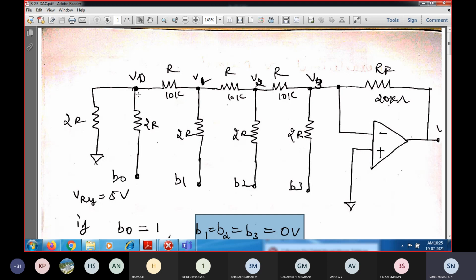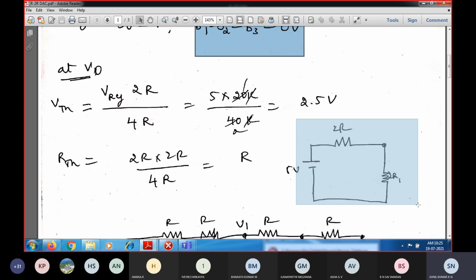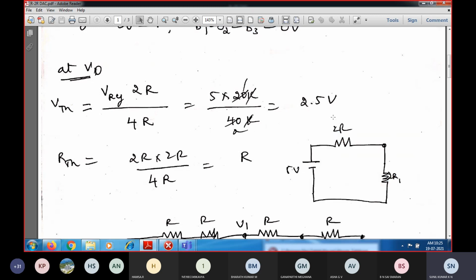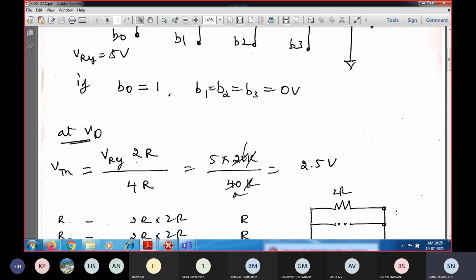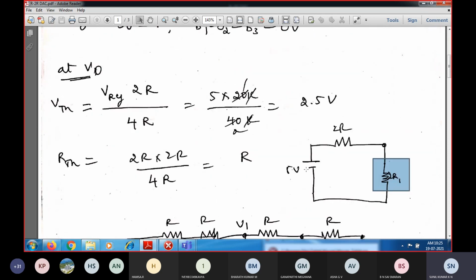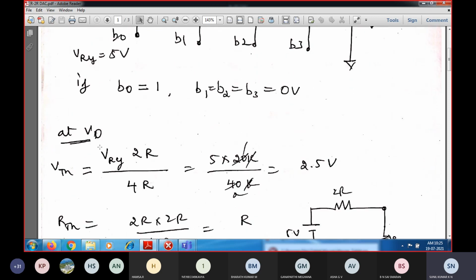So 5 volts is given, so 5 into the corresponding equivalent. We need to find out what the equivalent voltage is across here. I'm going to redraw the same circuit. 5 volts will be taken as a reference, and this 2R is the resistance which has been connected directly, and this 2R is the parallel combination. So 5 into 2R; at this node, what is the voltage we need to find? It is 5 into 2R divided by 2R plus 2R. So that will be equal to V reference into 2R divided by 2R plus 2R. So that is the Thevenin voltage.